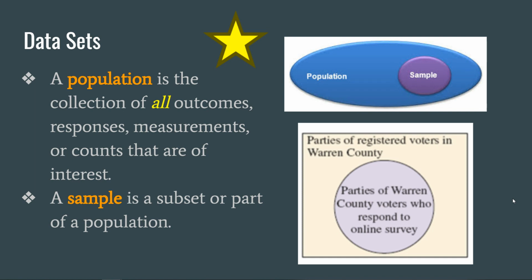So an example of a real-world population would be registered voters in Warren County or Bell County. The people responding to an online survey, those voters, would be your sample. Now that doesn't mean that they asked literally every person in that county the question. They simply sent it out and certain people responded, and that becomes the sample.